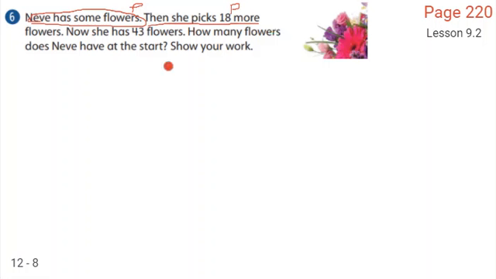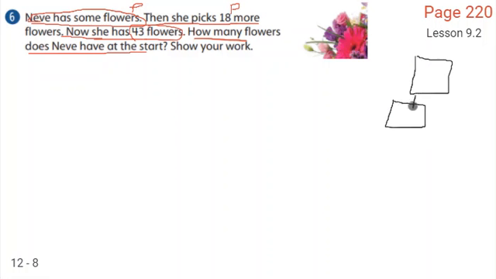Flowers that I had remembered from what I read before. Now she has 43 flowers. How many flowers does Nevi have at the start? I'm going to underline that. How many does Nevi have at the start? Show your work. Number bond. And off to the side, it's just to get in the habit of organizing this data here.